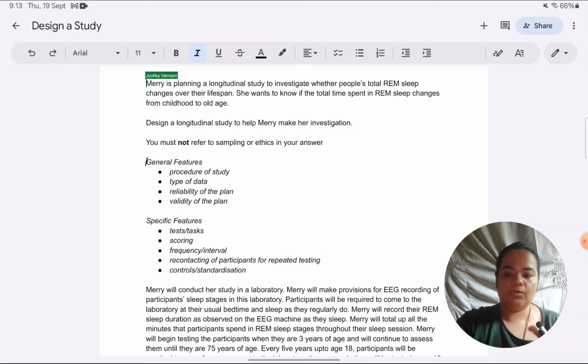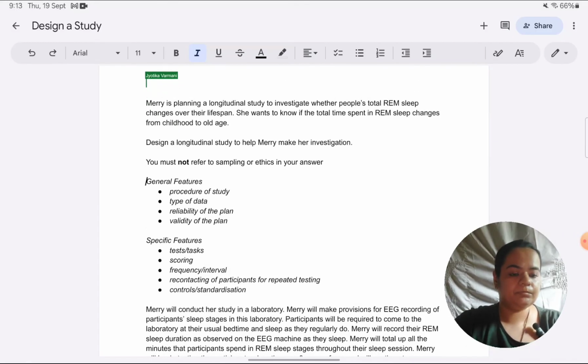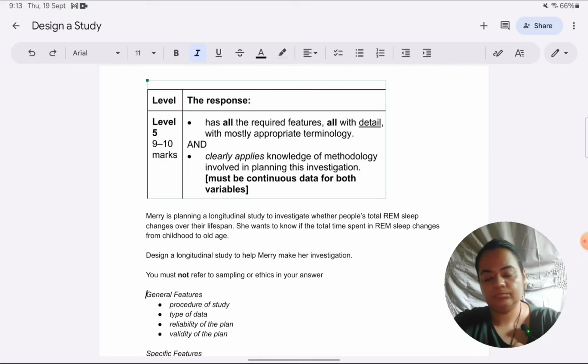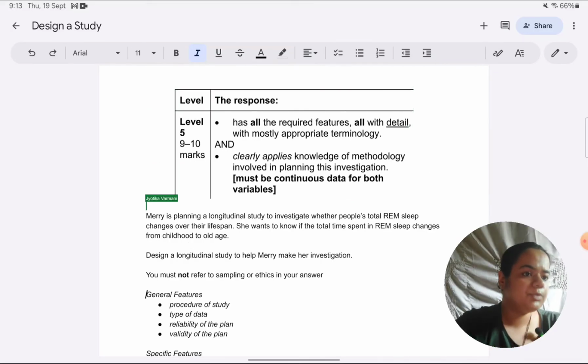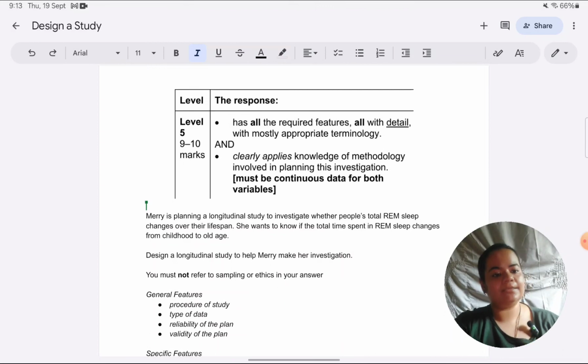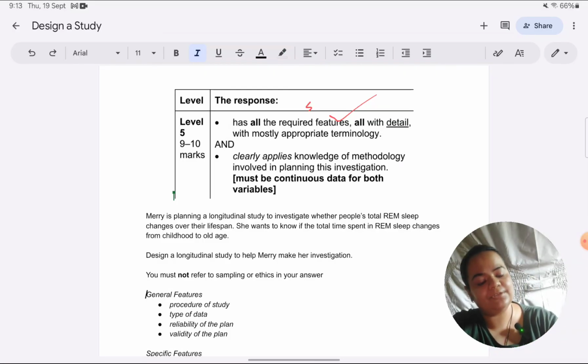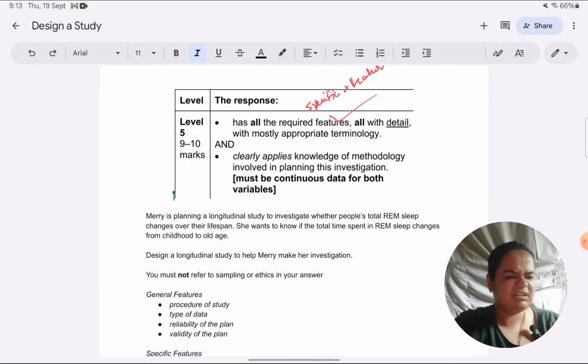Okay. At the top of this document, I'm just adding from the mark scheme from the paper what is the requirement for scoring in level 5, that is to get 9 or 10 marks in the paper. So here what you can see is the study has to have all the required features. Now what they mean by all the required features is it should have specific as well as general features. So as I took you through the plan, I showed you that all the specific and general features have been covered.